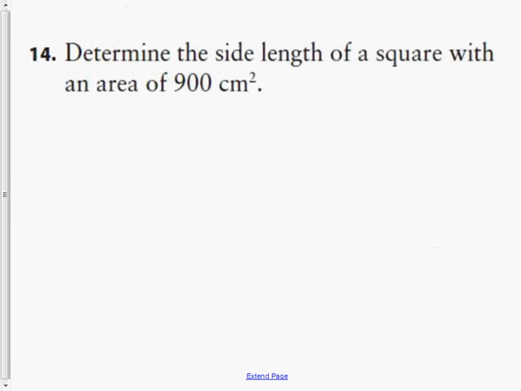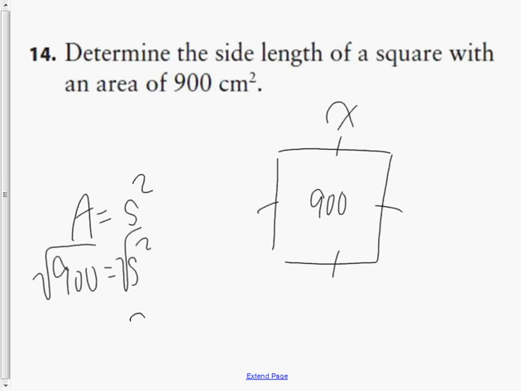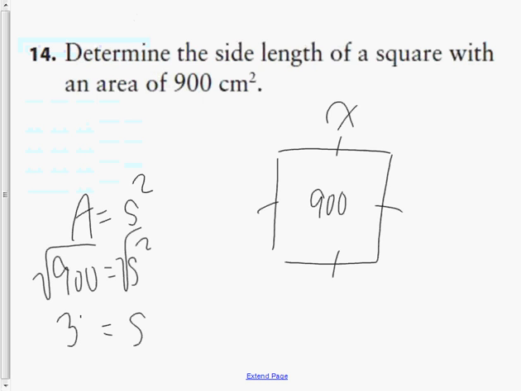Question 14, determine the side length of a square with an area of 900 centimeters squared. So same thing happens here. I don't know my side length, but area equals side squared. 900 equals side squared. The square root of each side. The square root of s squared is s, and I can take my calculator and find the square root of 900. The answer is 30. So therefore, the side length is 30 centimeters.